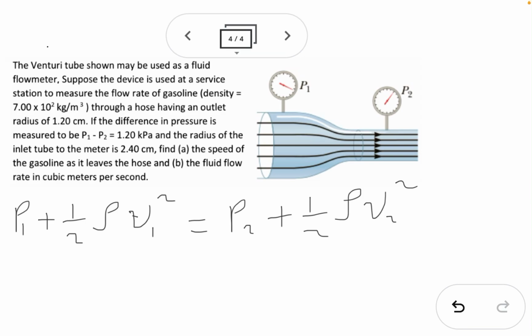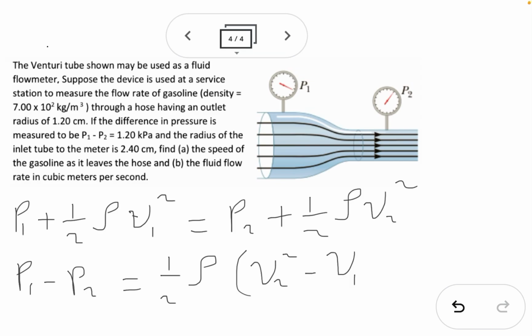So now they go further to tell us the pressure difference, P1 minus P2. If we do that, we are going to have P1 minus P2 equals, we're going to take this guy to the right side because we have taken P2 to the left. Therefore, we will have 1/2 rho, since the density is the same throughout the fluid, and then we're going to have V2 squared minus V1 squared.